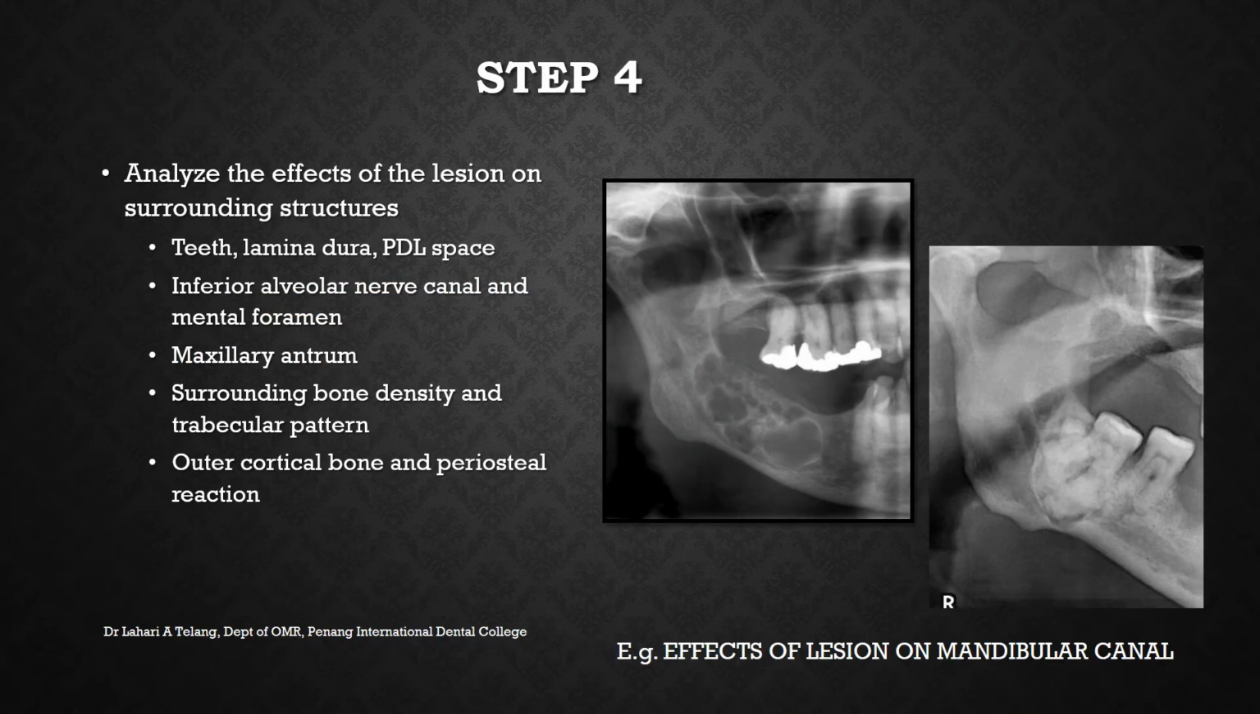Step 4 of the analysis would be to analyze the effects of the lesion on the surrounding structures. The surrounding structures we mean would be the teeth, lamina dura, or PDL space. What has happened to the inferior alveolar canal or the mental foramen? Has the lesion invaded the maxillary sinus? How is the surrounding bone density and trabecular pattern? Is the outer cortical bone intact? And is there a periosteal reaction?